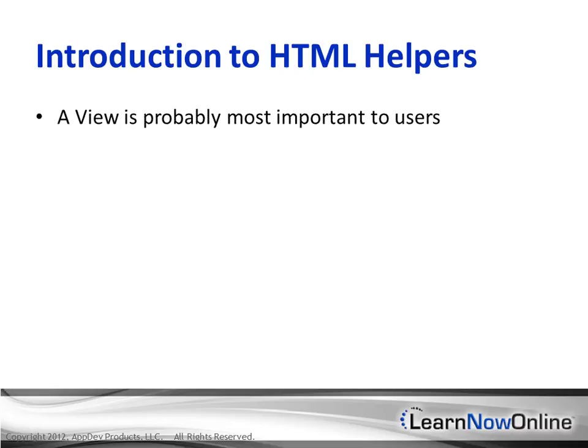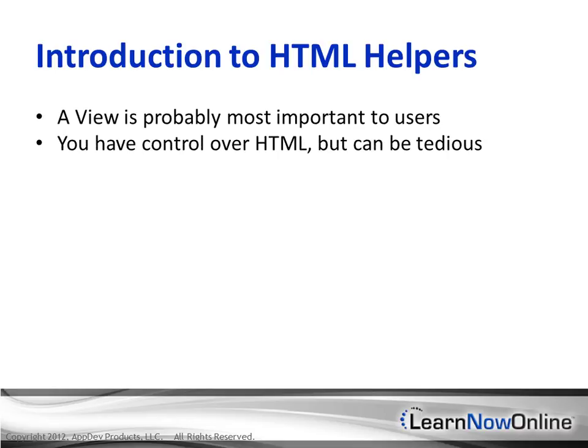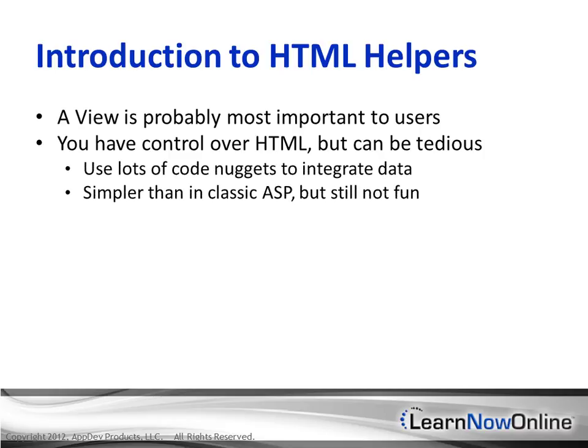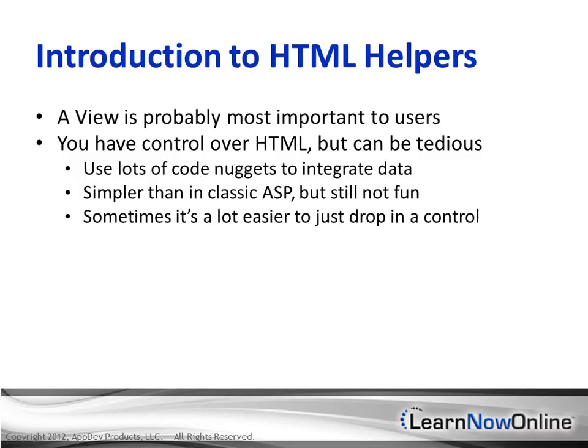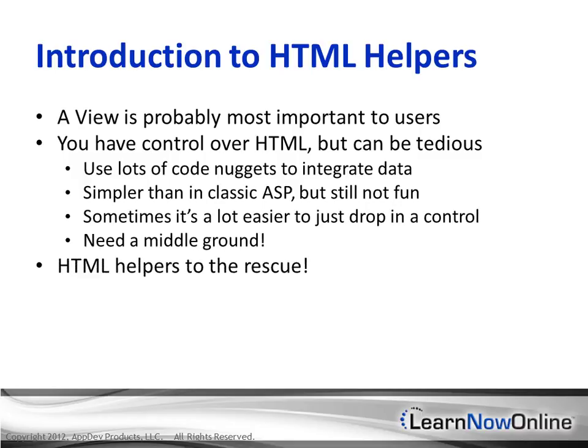First off, a view, which is one of the most common points to use in MVC, is most important to all users. Here you have control over HTML, but that can also be a little tedious. You can use lots of code nuggets to integrate data. This is simpler than classic ASP, but still it's no fun. Sometimes it's a lot easier just to drop in a control, and also you need a middle ground somewhere, and this is it in MVC. Well, there's HTML helpers to the rescue.